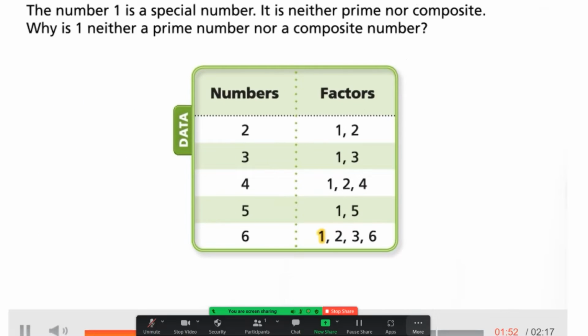The number 1 is a special number. It is neither prime nor composite. Why is 1 neither a prime number nor a composite number?